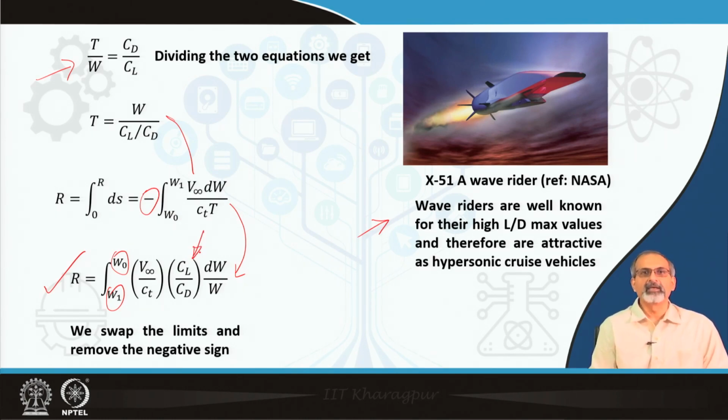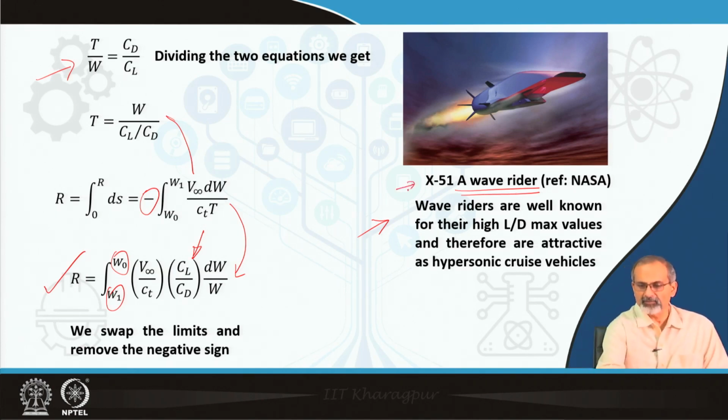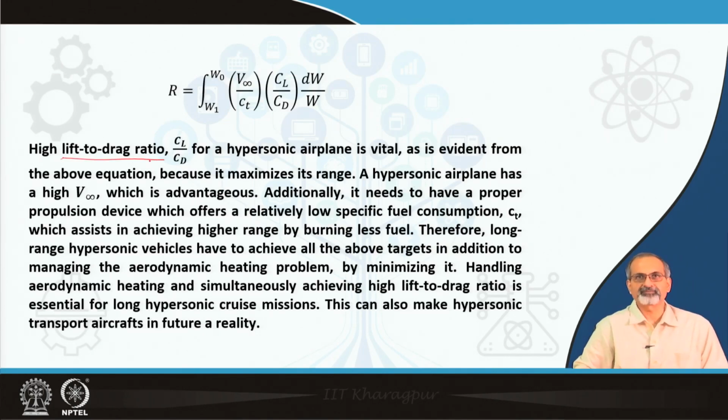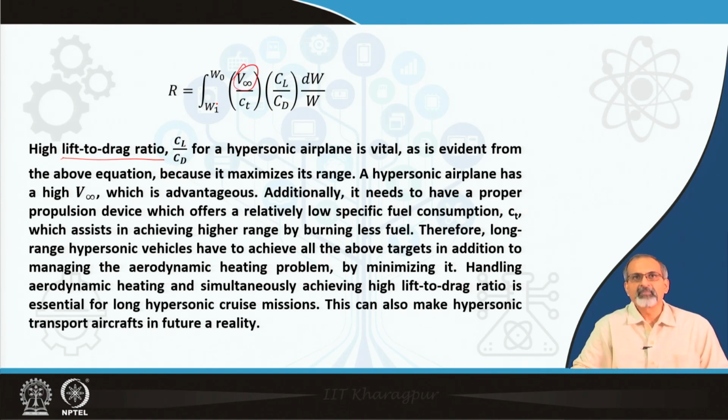That means essentially a good L by D max, and we have waverider designs which are well known for their high L by D max, which are capable of hypersonic cruise, X-51A being one of them. We have a small picture over here. High lift to drag ratio for a hypersonic airplane is vital, as is evident from the above equation, because it maximizes range. Since it is a hypersonic vehicle, we expect V infinity to be large. Additionally, we need a very efficient propulsive device which manages to keep the CT low. That also helps in augmenting the performance and increasing the range.